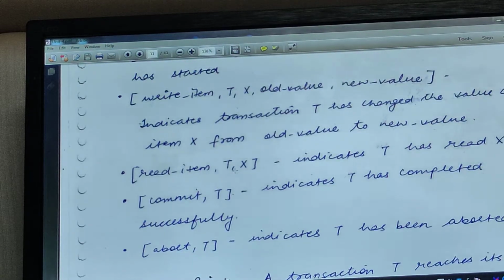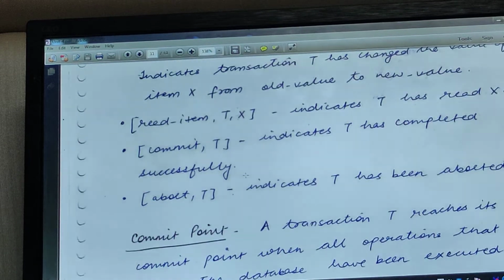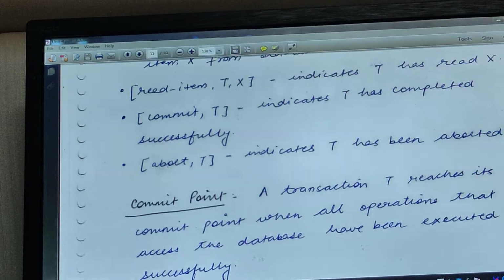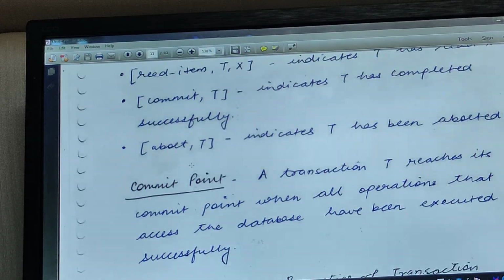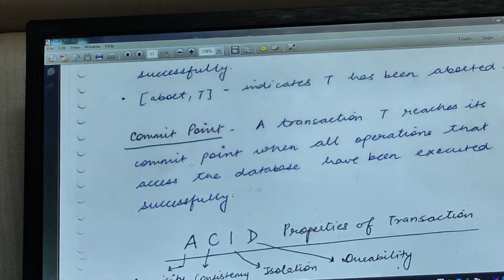Then read item T, X means transaction T is performing a read operation on the data item X. Next is commit T. It indicates that the transaction T has completed successfully. Abort T means the transaction T has been aborted. Now what is the commit point? A transaction T reaches its commit point when all the operations that access the database have been executed successfully.